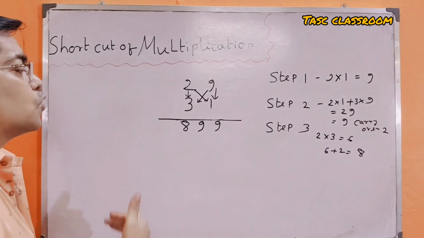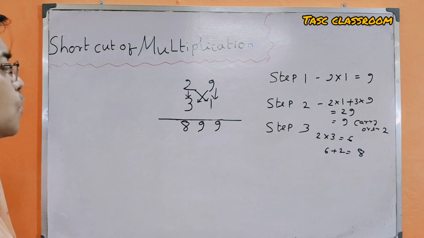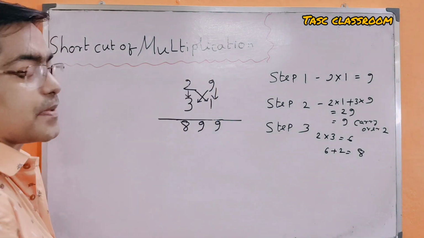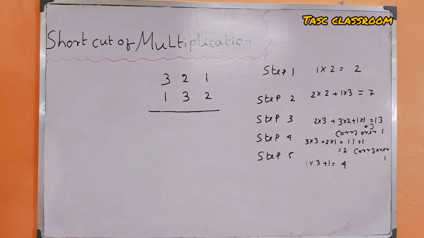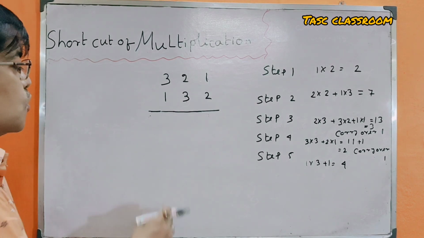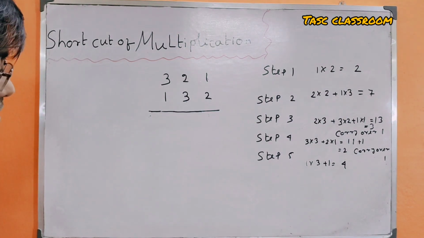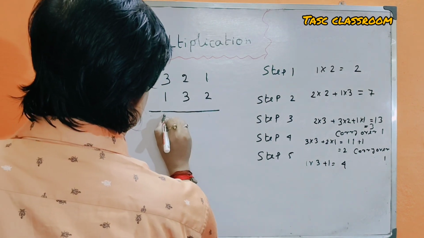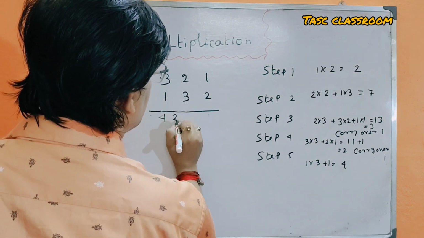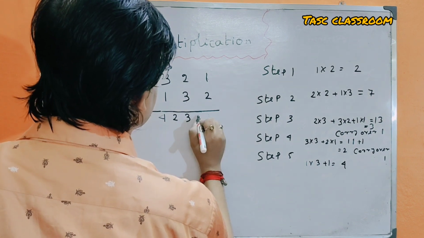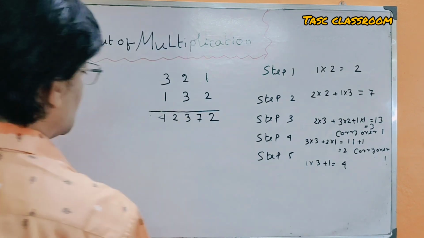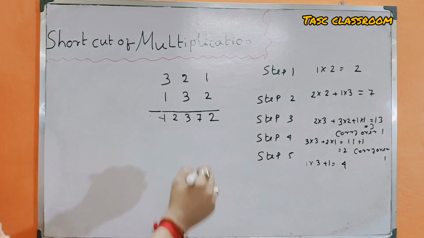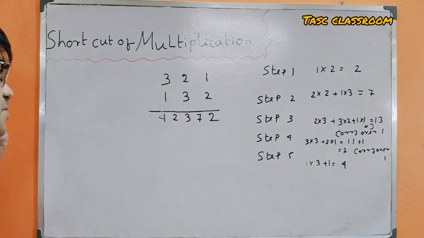Now, we will make you learn 3-step multiplication. Here is the example of 3 by 3 step multiplication. What will be the answer? Tell quickly. The answer will be 42372. This is a magical method. I will explain it to you step by step.